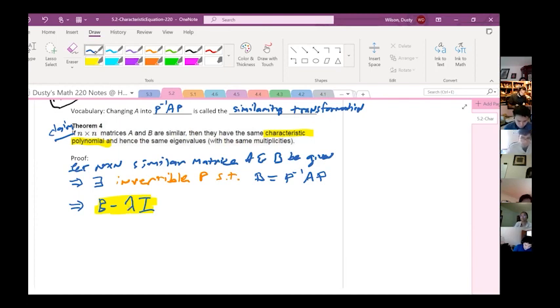Okay. Well, this would be equal to, we could take that B, and you'll notice that the B here is the same as the B there. So we could replace, so this would be the same as P inverse A P minus lambda. Can you think of a nice fancy way of writing the I that's here?